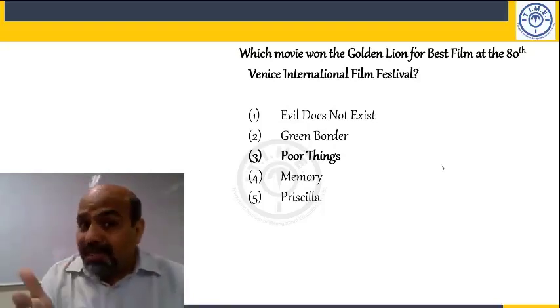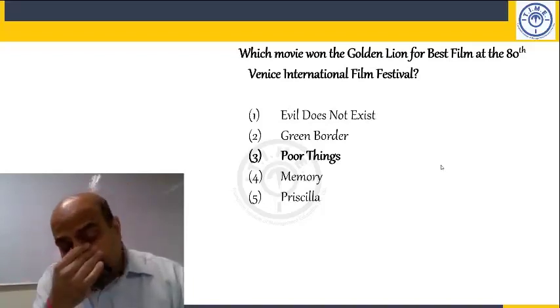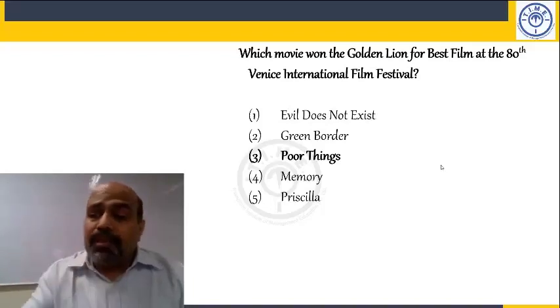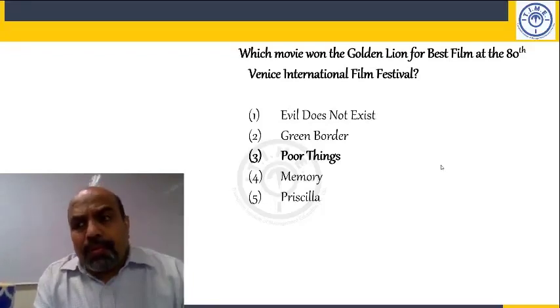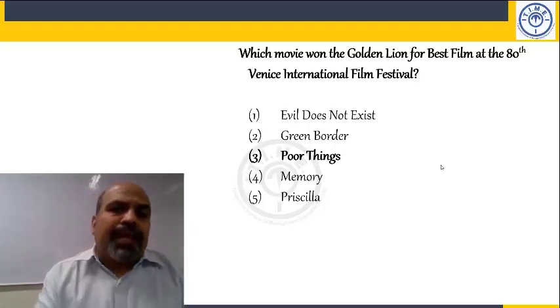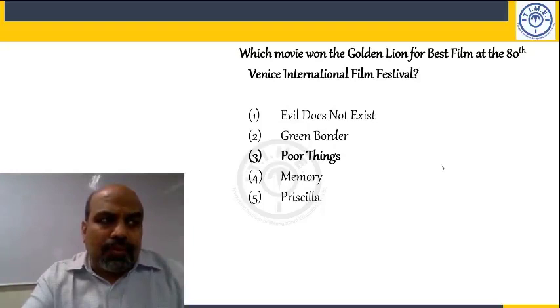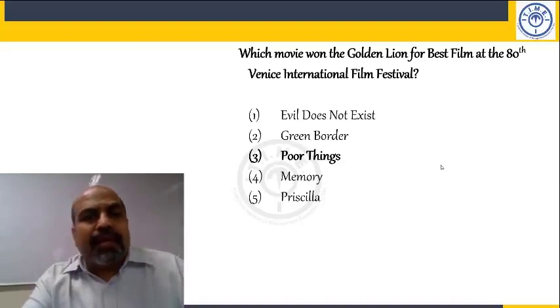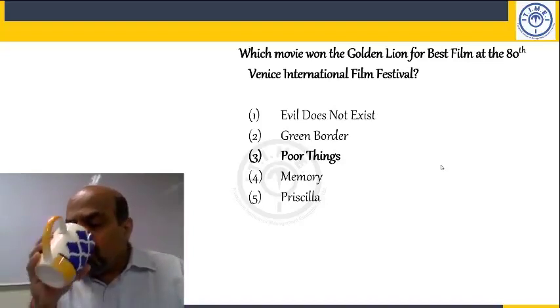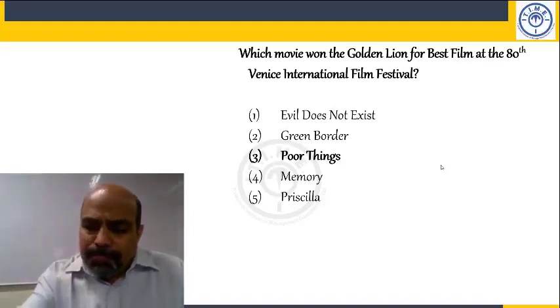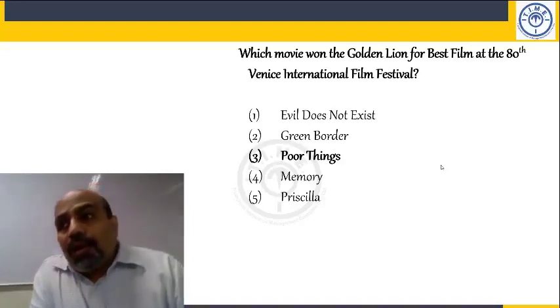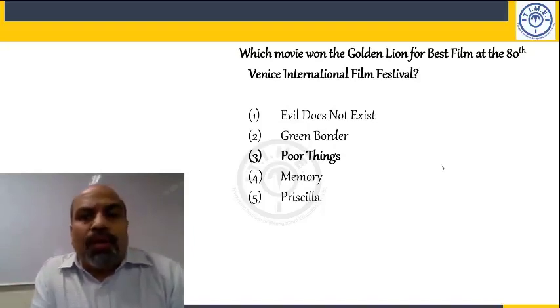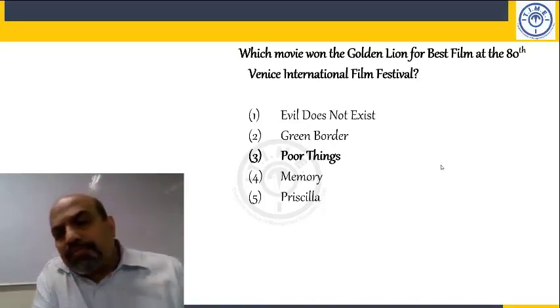Then there is something called the Silver Lion. Silver Lion is for the best director. You could write that. Silver Lion for best director: Matteo Garrone, for the film Io Capitano, I-O space Capitano.